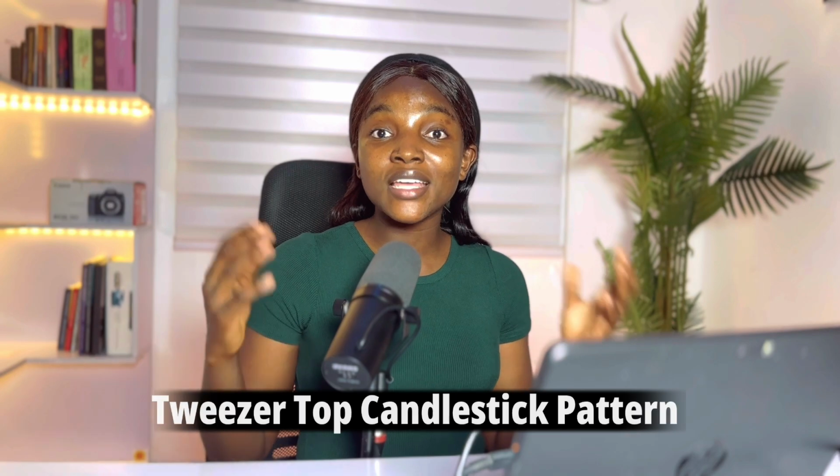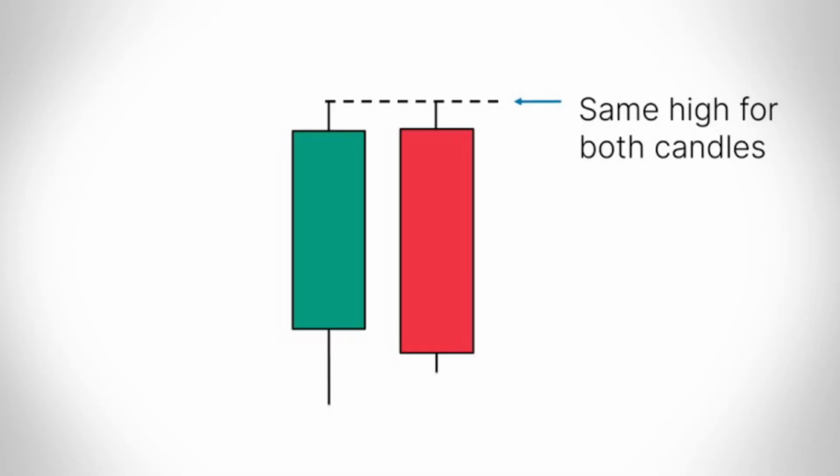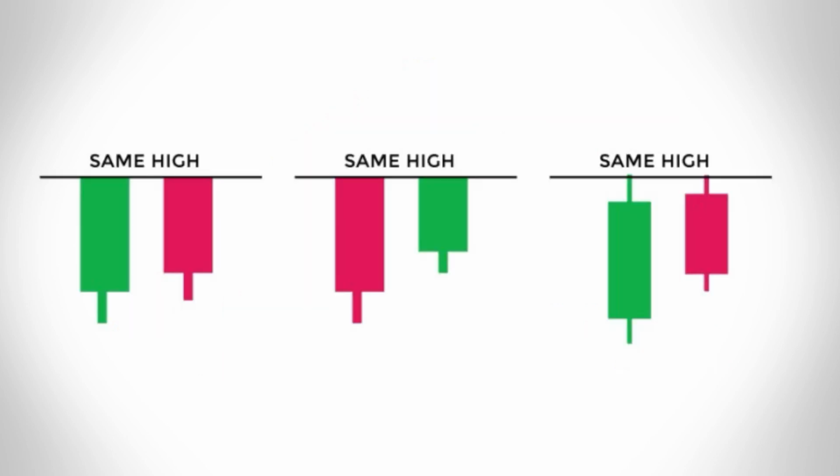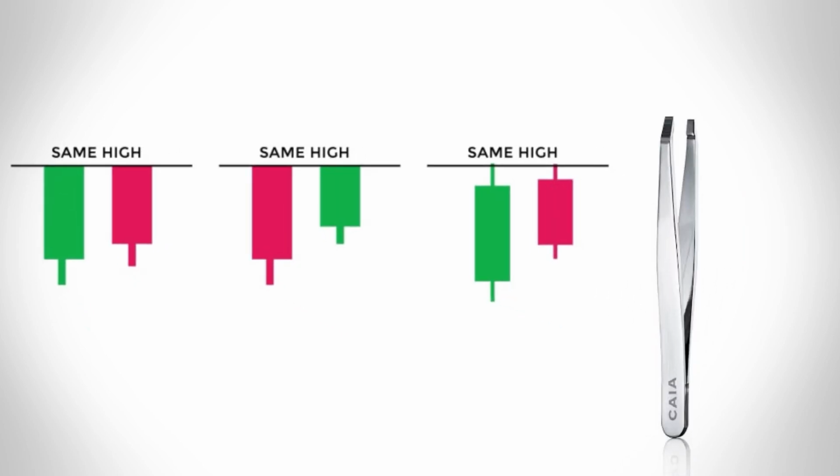Next, we have the Tweezer Top Candlestick pattern. The Tweezer Top is a bearish reversal pattern formed by 2 consecutive candles at the peak of an uptrend. It signals that buying momentum is weakening and sellers may soon take control of the market. The 2 candlesticks that make up this pattern have nearly identical heights, which resembles the tweezers used in daily life, symbolizing resistance at a particular price level. This pattern is often a warning sign for traders to consider exiting long positions.